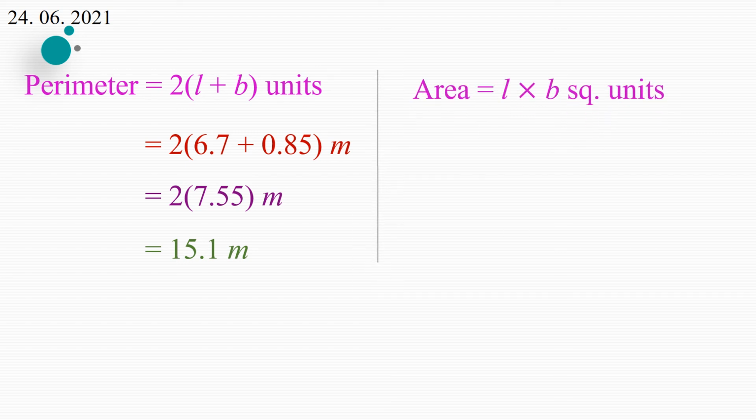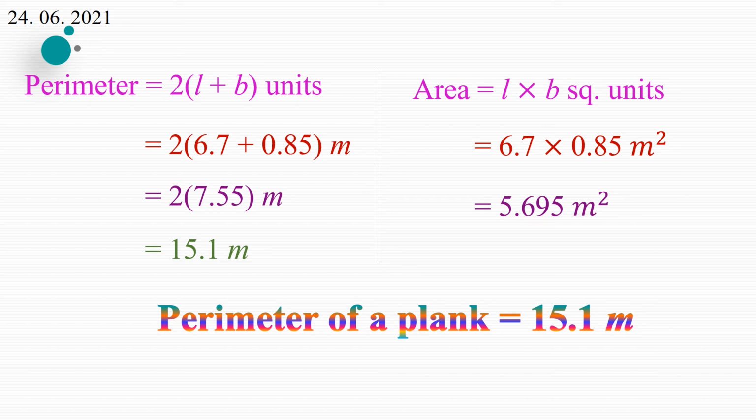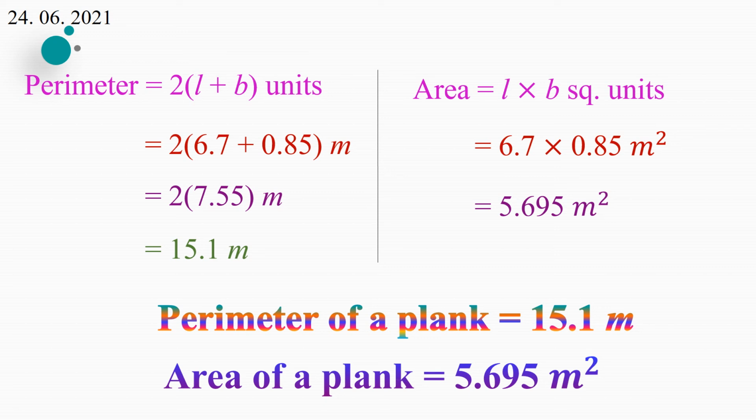Let's find area. Area equal to L into B square units. Now substitute L and B. L equal to 6.7 into B 0.85. So square units means meter squared. Now we have to multiply the values. 6.7 into 0.85. We get the answer is 5.695 meter squared. Therefore, perimeter of the block equal to 15.1 meter. Area of the block equal to 5.695 meter squared.